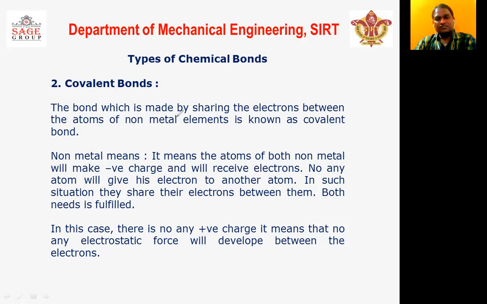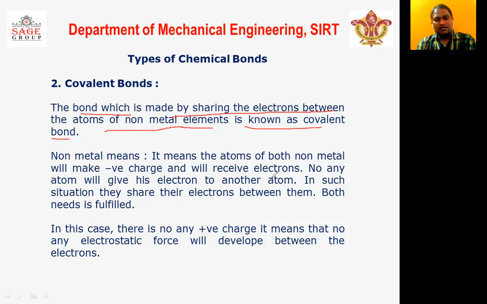The bond which is made by sharing the electrons between the atoms of non-metal elements is known as covalent bond. Non-metal means the atoms of both non-metals will make negative charge and will receive electrons. So in the ionic bond, we developed a bond between the metal and non-metal, and in the covalent bond, we are going to make the bond between two non-metals.